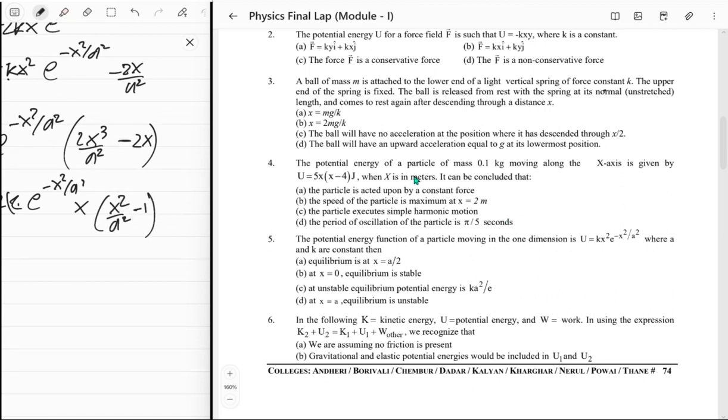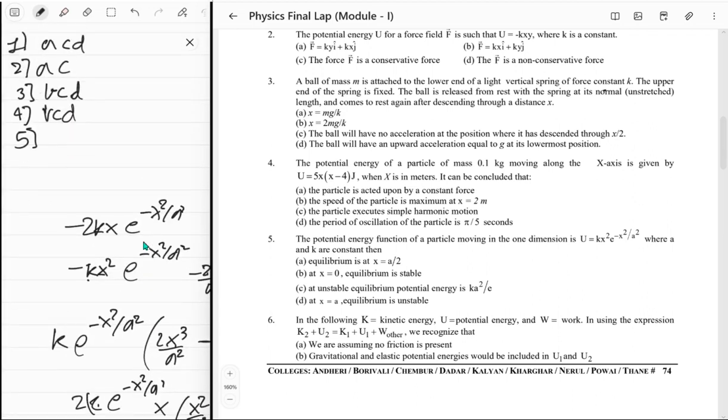So हमने करना क्या है? Typical, the particle is acted upon by a constant force. Wait, okay, ये कुछ अलग question है. Fifth करना है ना अपने को, right? Equilibrium is at x equal to a upon 2. Actually में तीन जगह पे equilibrium है. It's at x equal to 0, x equal to a upon 2 and the rest. Okay, so right. Equilibrium is at a upon 2, so A is right.